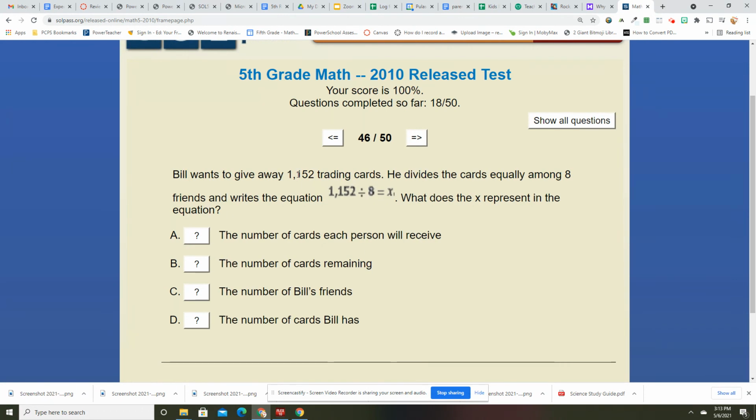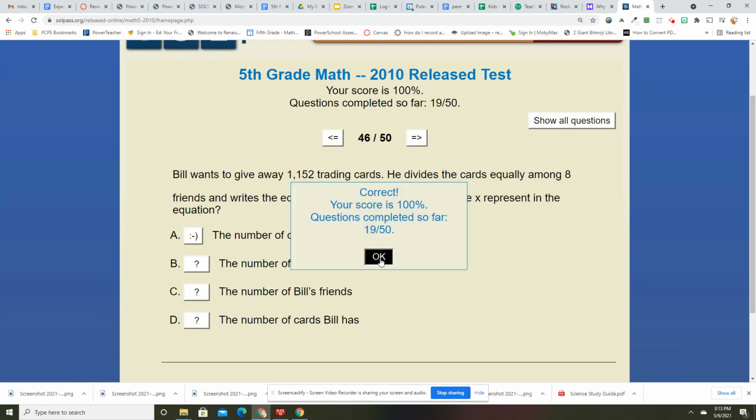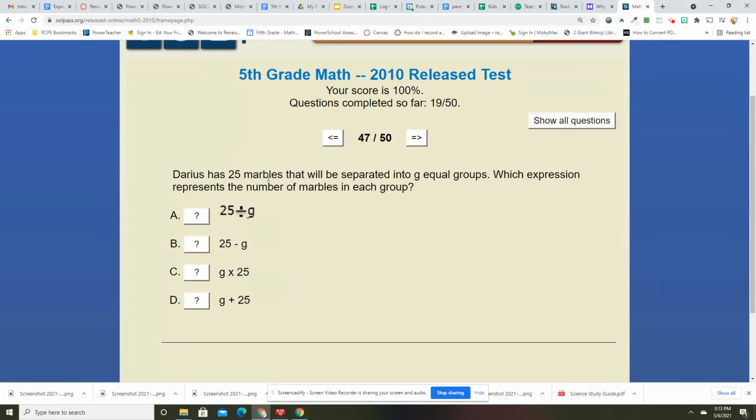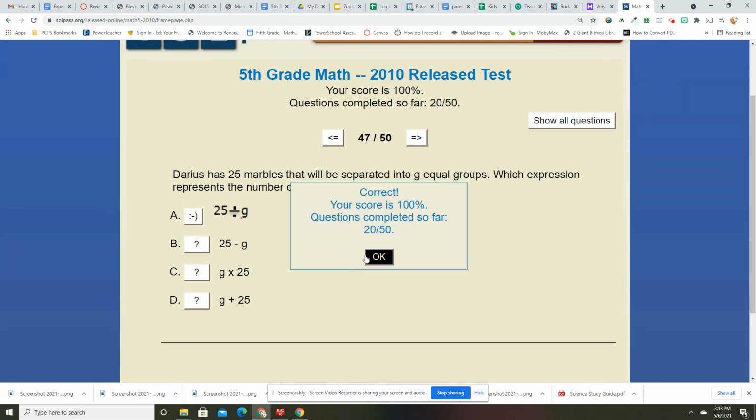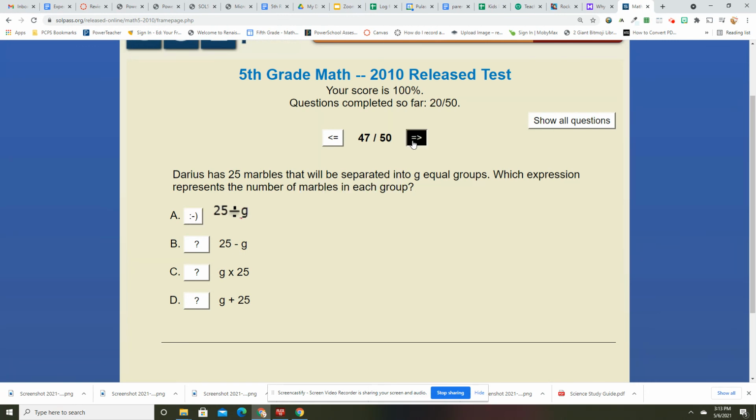Bill wants to give away 1,152 trading cards. He divides the cards equally among his friends and writes this equation. What does the X represent? So this is the number of trading cards. This is the number of friends. X would be the number that each person gets. Darius has 25 marbles that will be separated into G equal groups. Which expression represents the number of marbles in each group? So 25 divided by G. Anytime you're talking about groups, it's usually division.